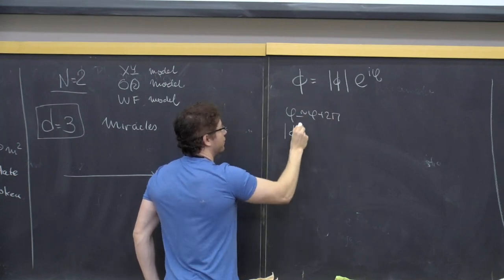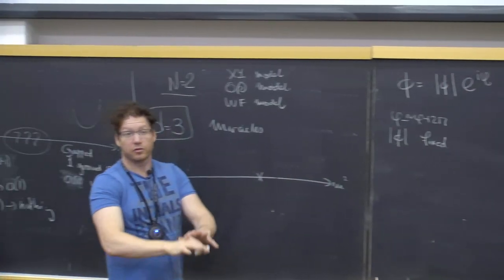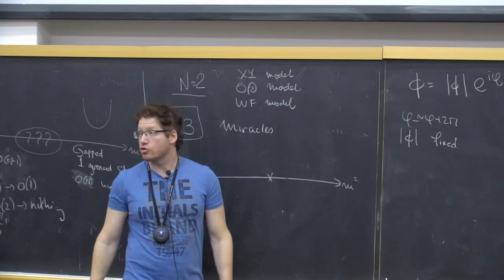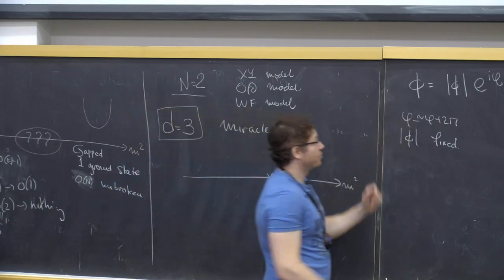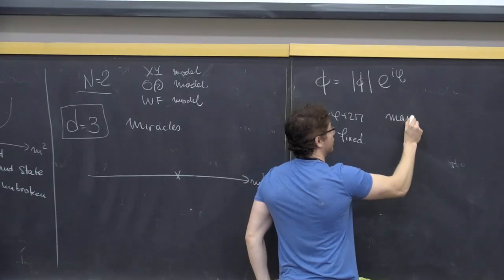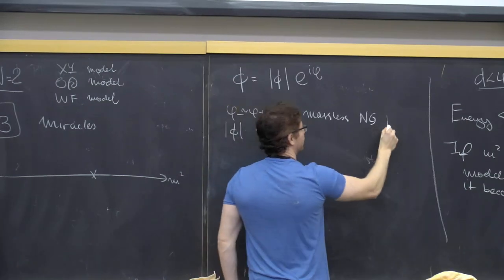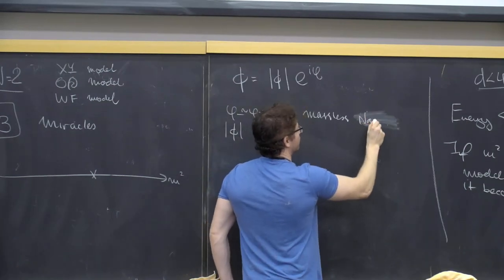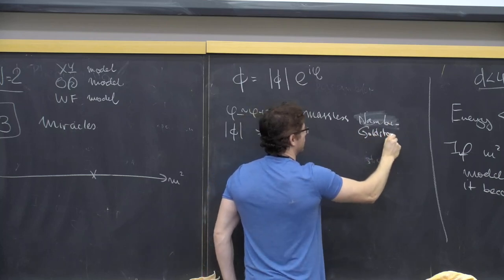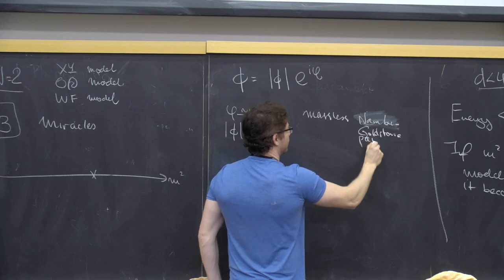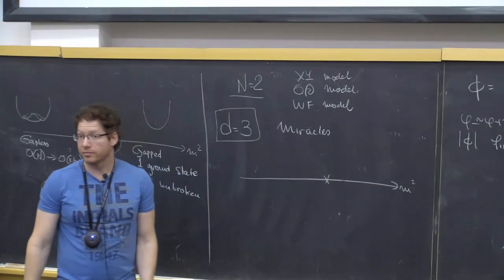The absolute value of phi is going to be just a fixed value. It's not going to fluctuate because m squared is taken to be huge. So the minima of phi are fixed, but this is a massless particle. This is a massless Goldstone particle. Are there any questions about it?